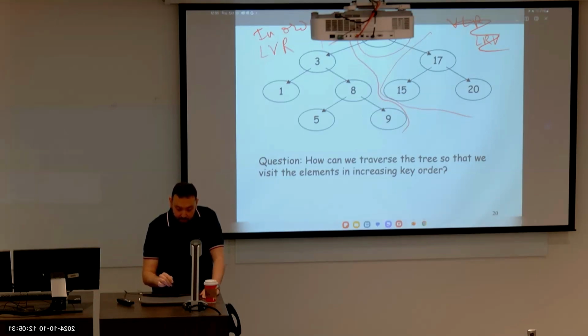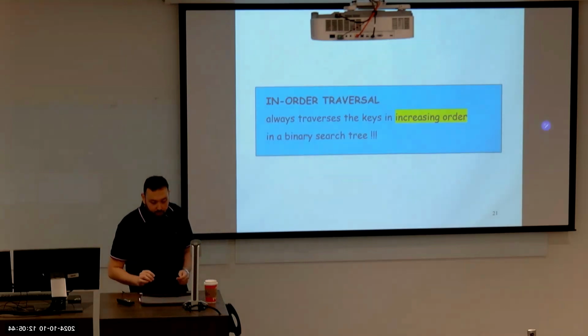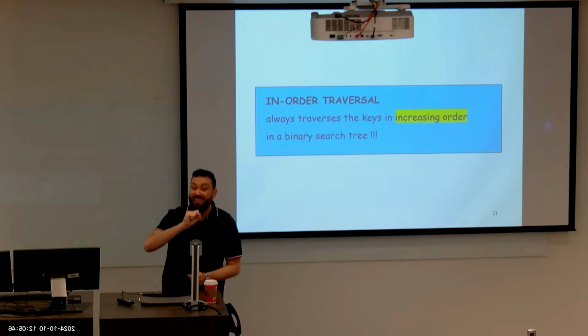I'm here, I go left, I go left, I'm visiting 1 first. Then I'll visit 3. Then I'm here: left, visit, right. So I'll go to the left. That's 5. And we continue doing this. So it's in-order for increasing order.